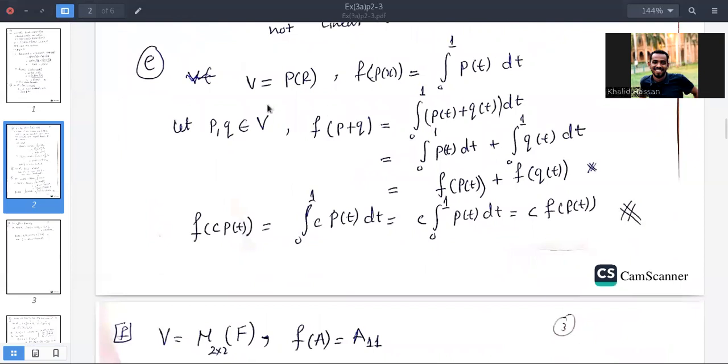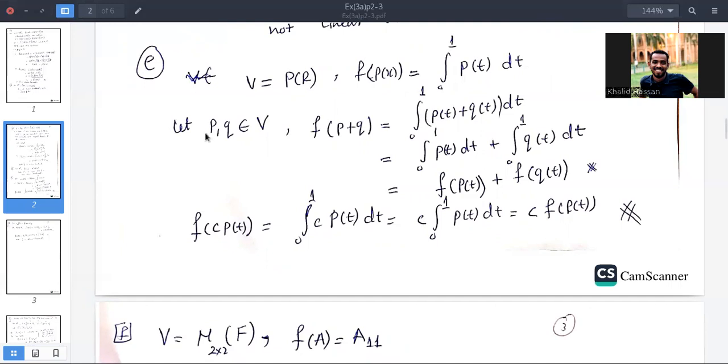Okay, now let V be the space P of R, polynomials over R, with the functional defined by integration. f of P of X is the integral of P of X. In fact, it is P of T, not P of X. No problem, it's a small mistake. So it is the integral from 0 to 1 of P of T dt.